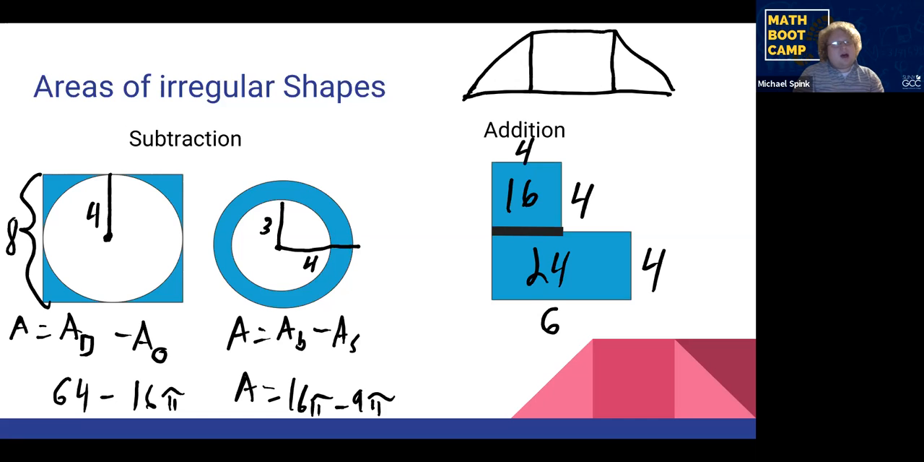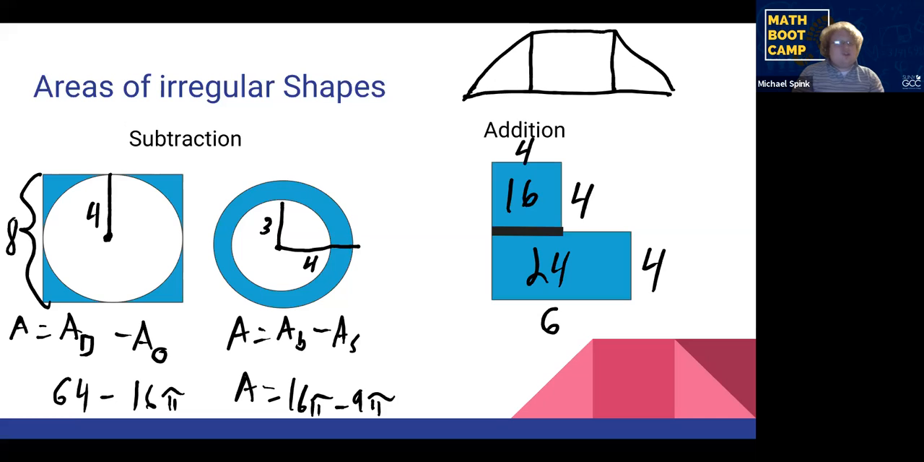So the area of the blue is the area of the square minus the area of the circle. The area of the square, length times width, is 64. And the area of the circle is pi r squared. 4 squared is 16 pi. So our area is 64 minus 16 pi. This we cannot put together because pi is not very nice unless we round.